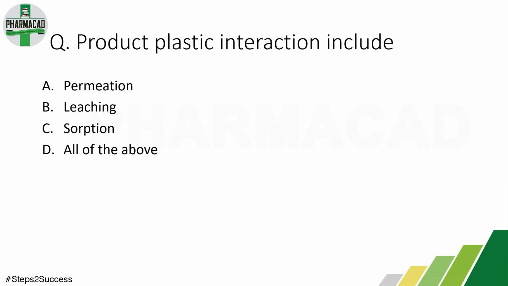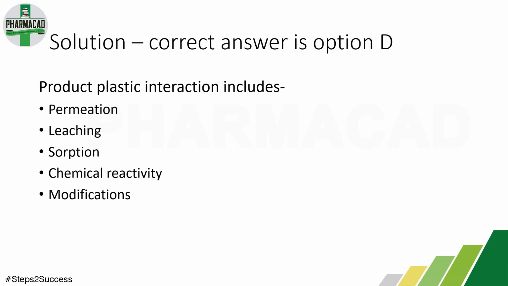Move on to the next question. Product plastic interaction includes: option A, permeation; option B, leaching; option C, sorption; option D, all of the above. So the correct answer is option D, all of the above.